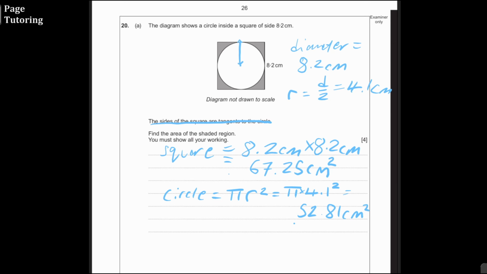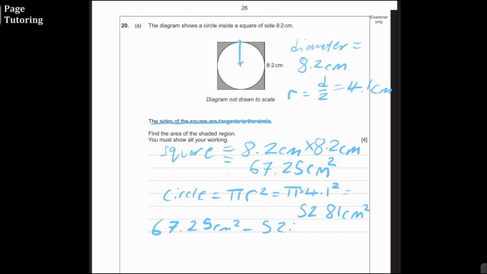Okay, so we have the area of the square, we have the area of the circle. We can see the area of the square is bigger. That makes sense. It takes up more space than that circle. And we want to know the parts of the square where the circle isn't. So we're just going to do the square area, so 67.25 centimeters squared, minus our circle area.